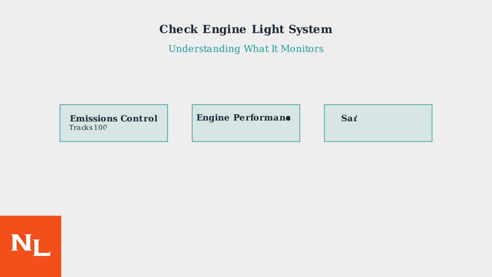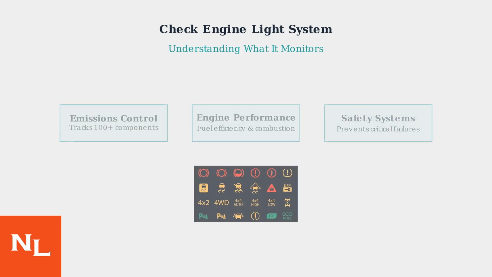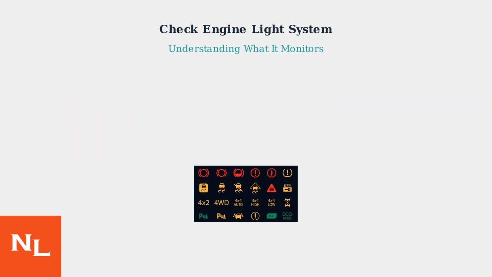The check engine light system is your vehicle's primary diagnostic tool, continuously monitoring three critical areas of your car's operation. It monitors emissions control systems, engine performance, including fuel efficiency and combustion quality, and safety systems to prevent critical failures before they occur. Modern vehicles feature smart diagnostic systems with enhanced dashboard displays that provide more specific error descriptions, and many manufacturers now offer mobile apps for basic code reading.